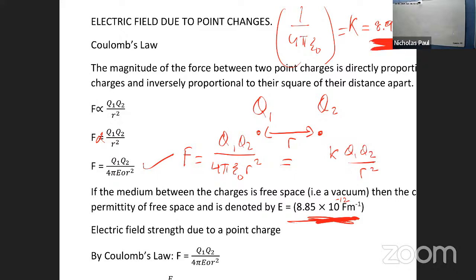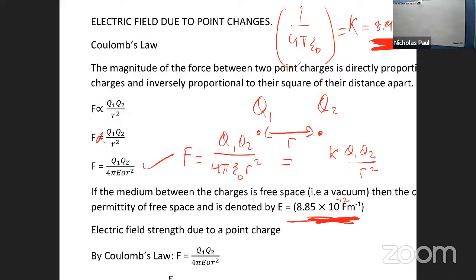All right, but I don't think that's in the calculator. But you'll get it in the formula sheet, in the front of your book. What's the value for K? K is 8.9 by 10 to the 9. I'm sorry, 8.9 by 10 to the 9. All right.